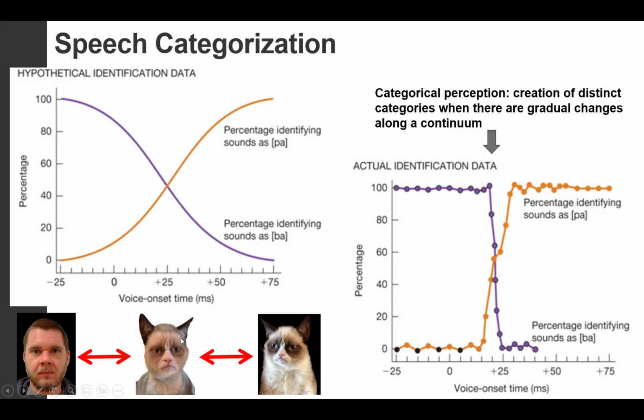Now, let's say that I was doing an experimental task where I wanted to get an idea of how people identified both me and Grumpy Cat.